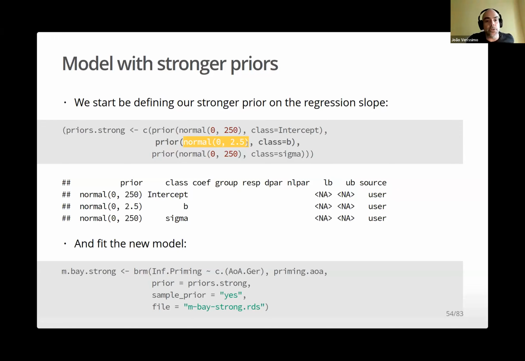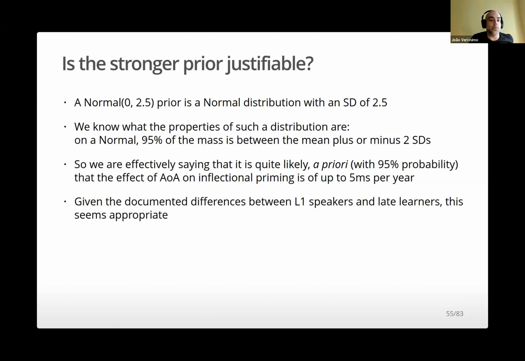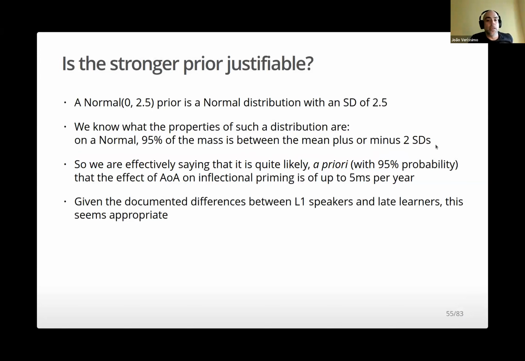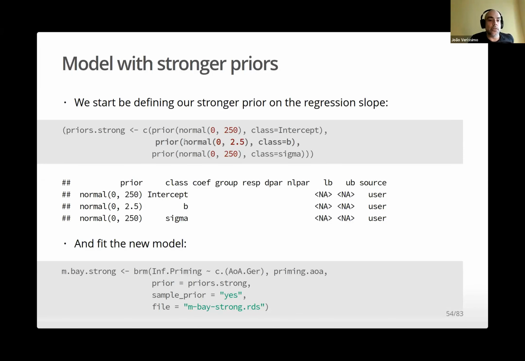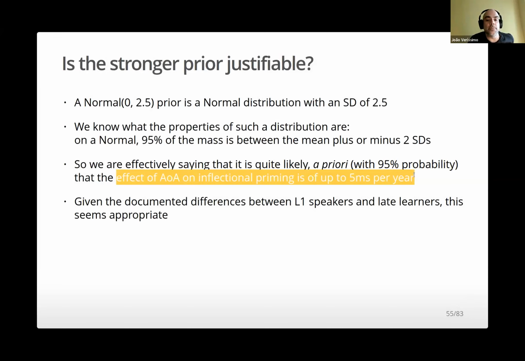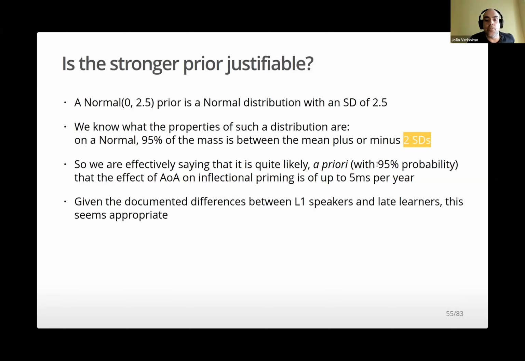And one of the reasons is precisely because we know very well how normal distributions behave. And in particular, we know that 95% of the mass of a normal distribution is between the mean plus or minus two SDs. And so when I say that I want a prior with a mean of 0 and 2.5 standard deviation, what I'm additionally saying is that there is, before seeing the data, a 95% probability that the effect is minus 5 to 5 milliseconds per year. And this is because it's two SDs in a normal distribution that match the 95% of the mass. This is just one way of thinking of priors.